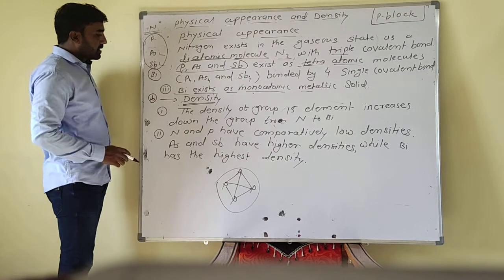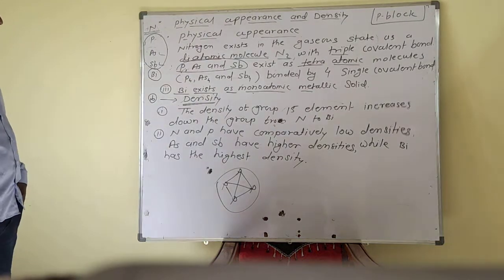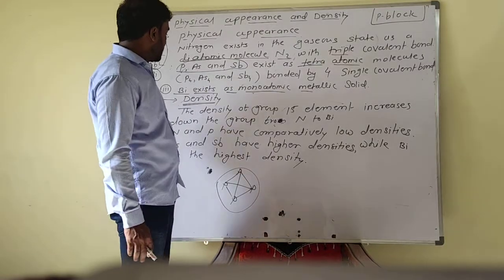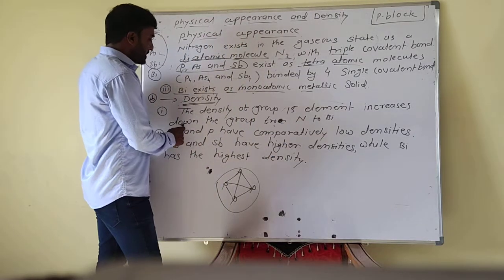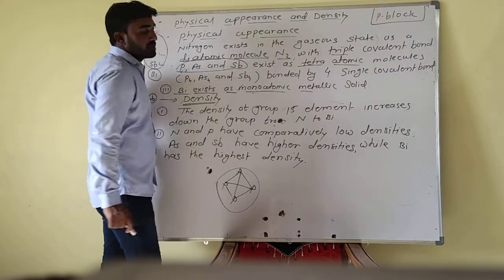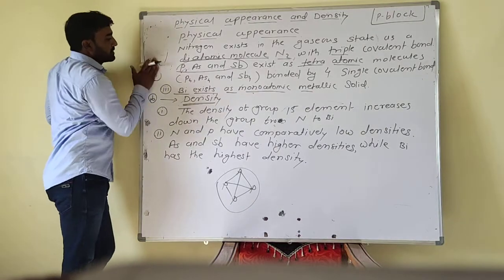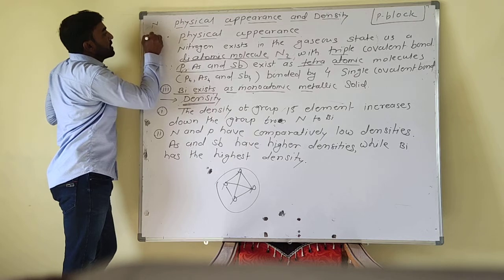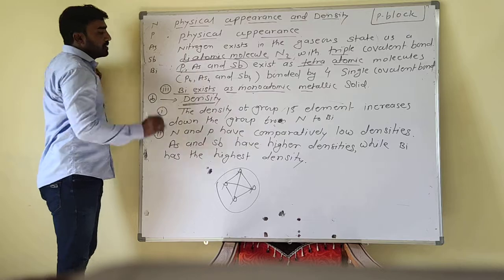antimony, and bismuth. Now second, that is density. You know about density very well. The density of the group 15 elements increases down the group from nitrogen to bismuth: nitrogen, phosphorus, arsenic, antimony, and bismuth.